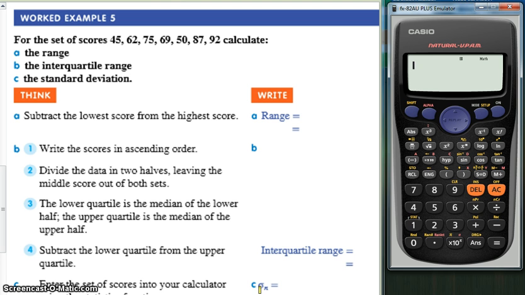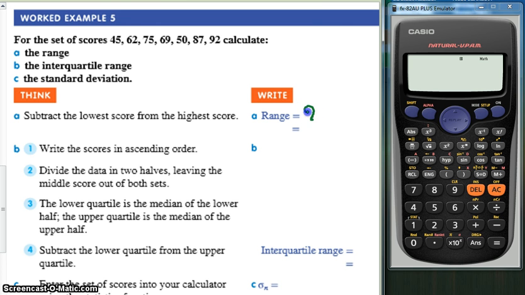So what do you got? Highest score there is 92, and they've done it nicely, they've got it in order. It won't always be in order. Write down your thinking. What's your highest?